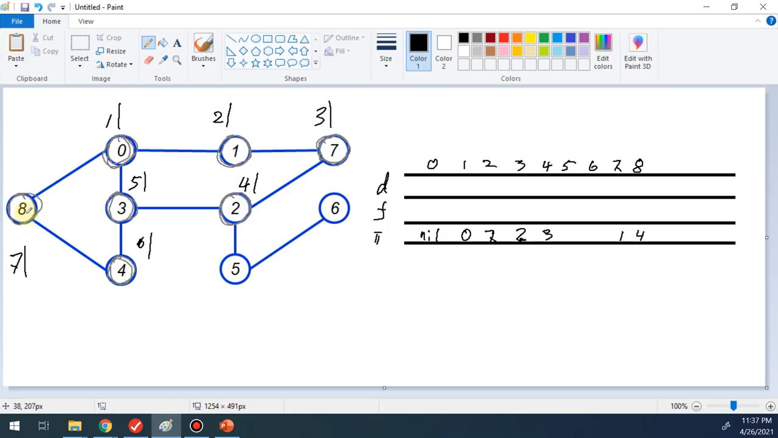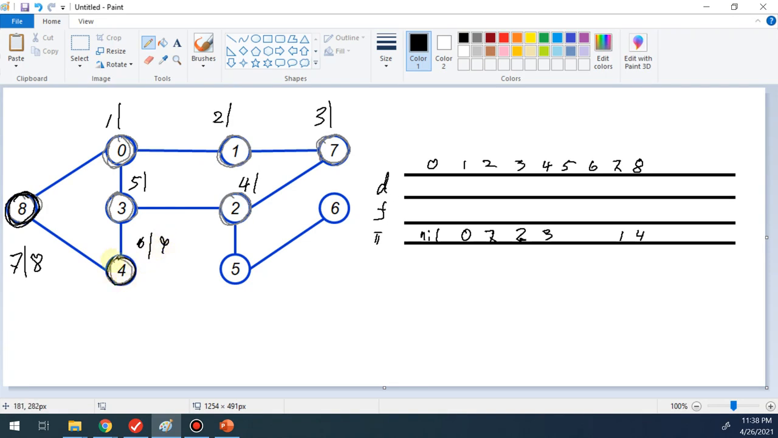And starting from this point, we will find that for the 8, there's nowhere to go. There's no adjacent white nodes, so I'm gonna black this 8 and say, okay, the finishing time is 8. And then I go back, I go to 4. And for the 4, there's no other nodes to go. So for the 4, the finishing time will be 9.